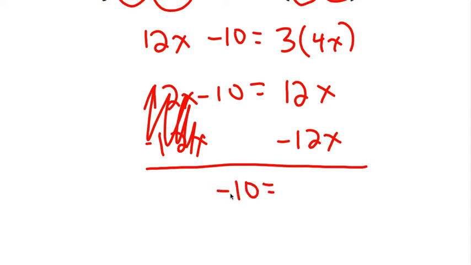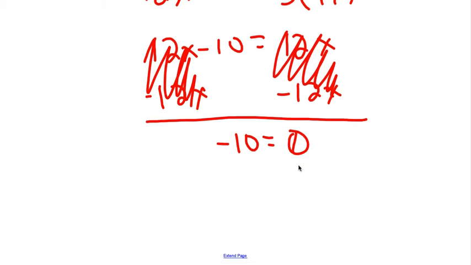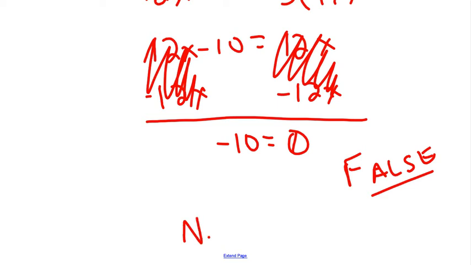Right-hand side, 12x minus 12x is 0. And since there's nothing else over here, we can't just leave it blank. We need a number to fill in there, so let's plug in a 0. Is negative 10 equal to 0? No, that is false. Okay, that is false. So that means my answer here is no solution. Let's just abbreviate that. NS, no solution.